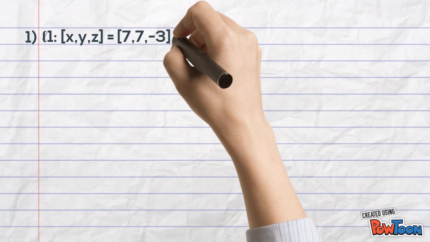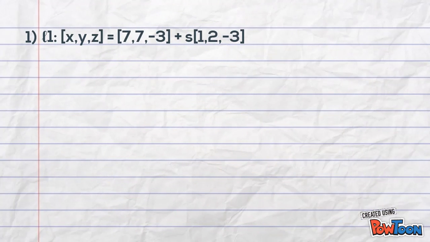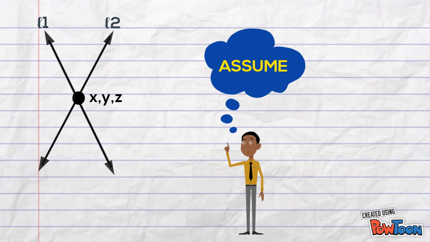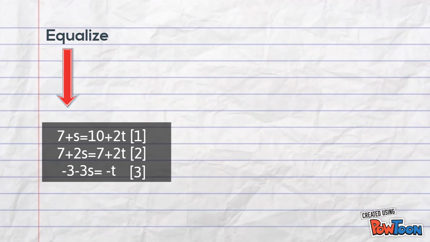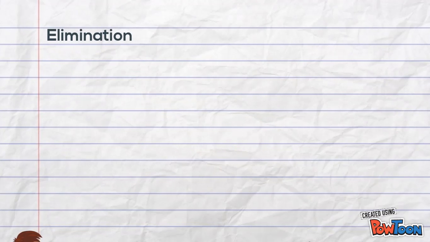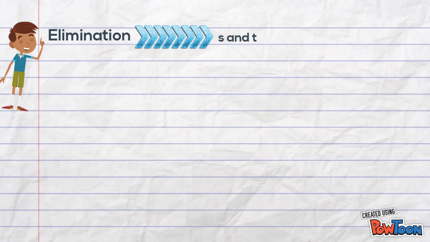To have a clear vision of the equations, we can change the vector equations into parametric form. For line 1, it is as follows, and for line 2 it is as follows. Next, let's assume the 2 lines intersect at a point x, y, z. In this case, we can equate the lines because they have the same x, y, and z values. Next, we simplify the equations. Now we use the elimination method to find the values of s and t.